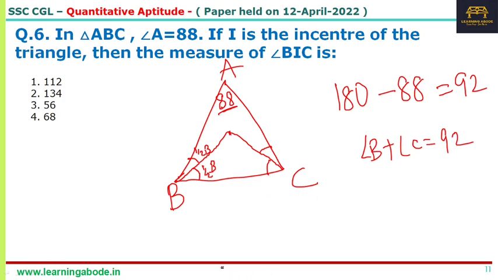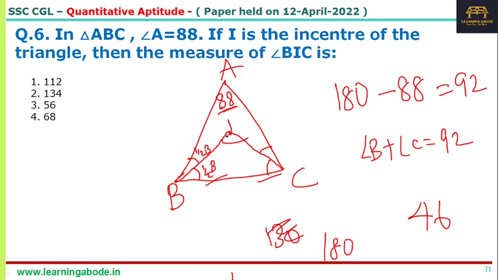Now what we have here is half of angle B and half of angle C. That will be 46. Total angle in triangle BIC is 180 degrees, minus half of B and half of C. If you subtract that 46, you will get 134. So BIC is 134. That's answer option 2. Question number 6, answer option 2 is the right answer. Measure of angle BAC is 134.